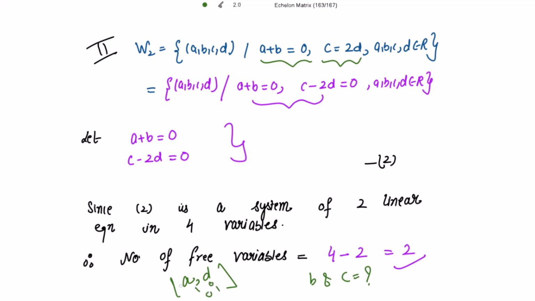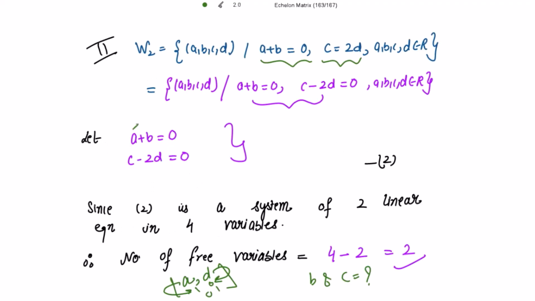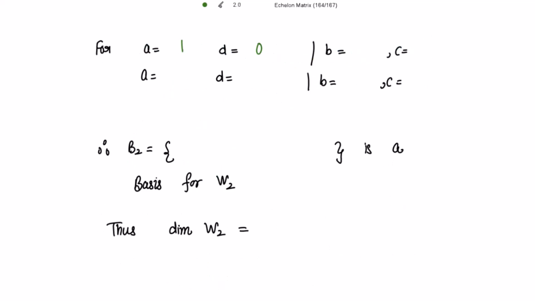So first is 1, 0 and then 0, 1. So A is taking first the value 1 and D is taking the value 0. So for A equal to 1 and D equal to 0, we need to get the values of B and C. For A equal to 1, we get B equal to -1. For D equal to 0, we get C equal to 0. So for these two values of A and D, we get B as -1 and C as 0.